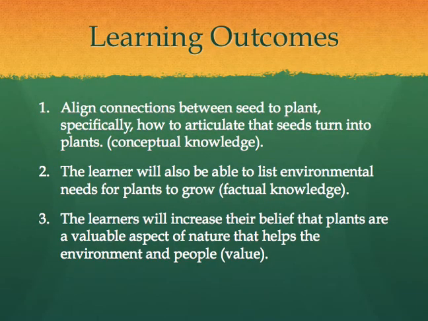The outcomes for this learning design for both age groups will be to align connections between seed and plant, specifically how to articulate that seeds turn into plants. The learner will also be able to list environmental needs for plants to grow, and the learners will increase their belief and value that plants are a valuable aspect of nature that helps the environment and people.